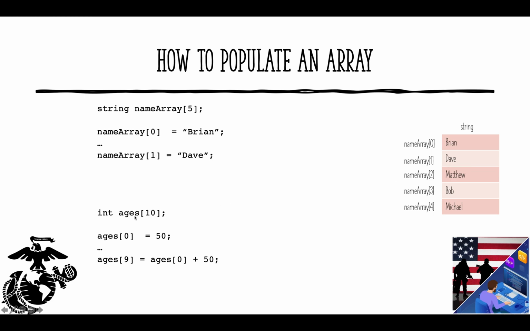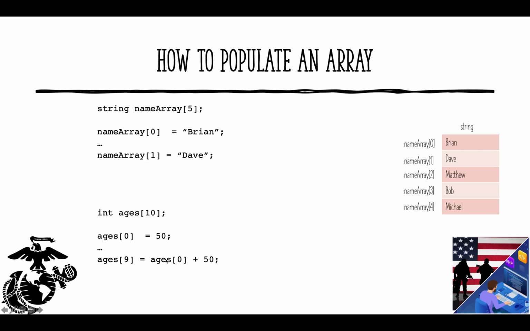Now let's do the same thing, but for some ages. So we're going to create an integer array titled ages. I'm going to create 10 positions. That means all the values are stored between ages index 0 to ages index 9. So ages index 0 will equal the value of 50. Now ages index 9, I'm going to do a little bit differently for my assignment.